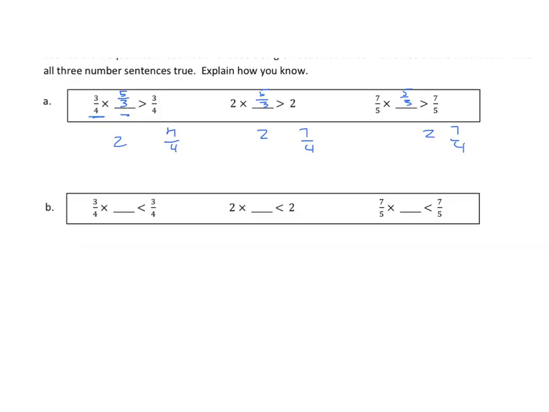The next set of examples is 3/4 times something is less than 3/4. 2 times something has to be less than 2. And 7/5 times something equals something less than 7/5. So in this case, we need to multiply by a factor that's less than 1. And of course, we have any number of choices. I'm just going to put in 1/2, 1/2, and 1/2, and that will work.